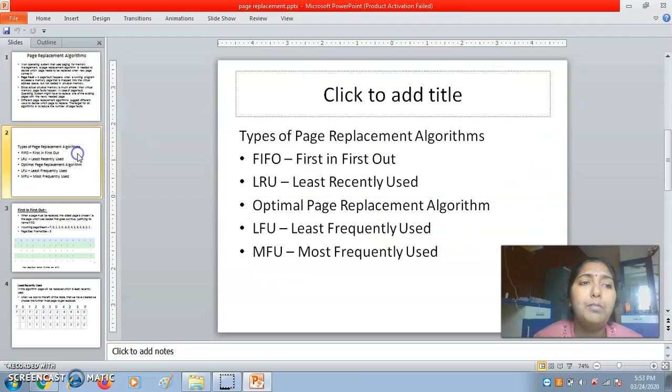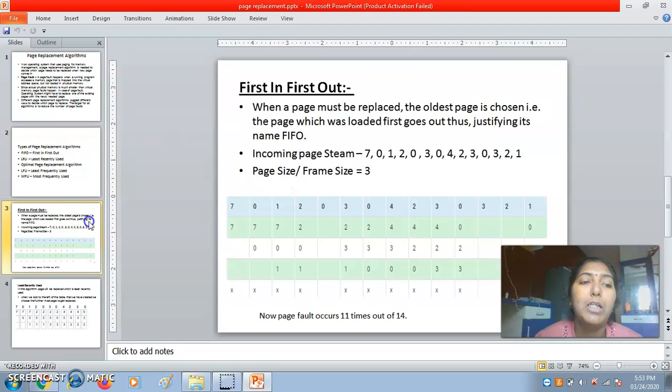And there are many page replacement algorithms available. One is first in first out, least recently used, optimal page replacement, least frequently used page replacement algorithm, and most frequently used page replacement algorithm. And in this lecture we are discussing these two, that is FIFO and LRU page replacement algorithms. So first we will discuss the first in first out page replacement algorithm.